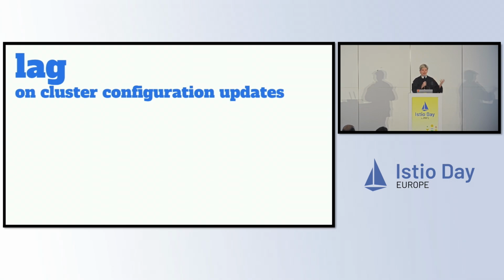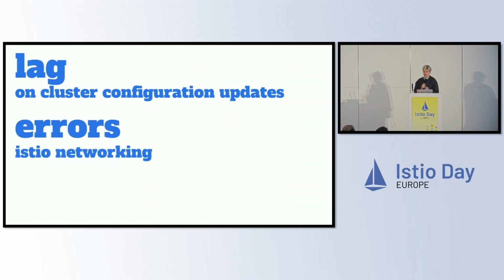We start seeing lag on cluster configuration updates, which results in errors in the Istio networking layer. If it takes a few seconds for our configuration to update, a workload can send traffic to an IP that is no longer available to serve that request. So we want to get rid of these errors.